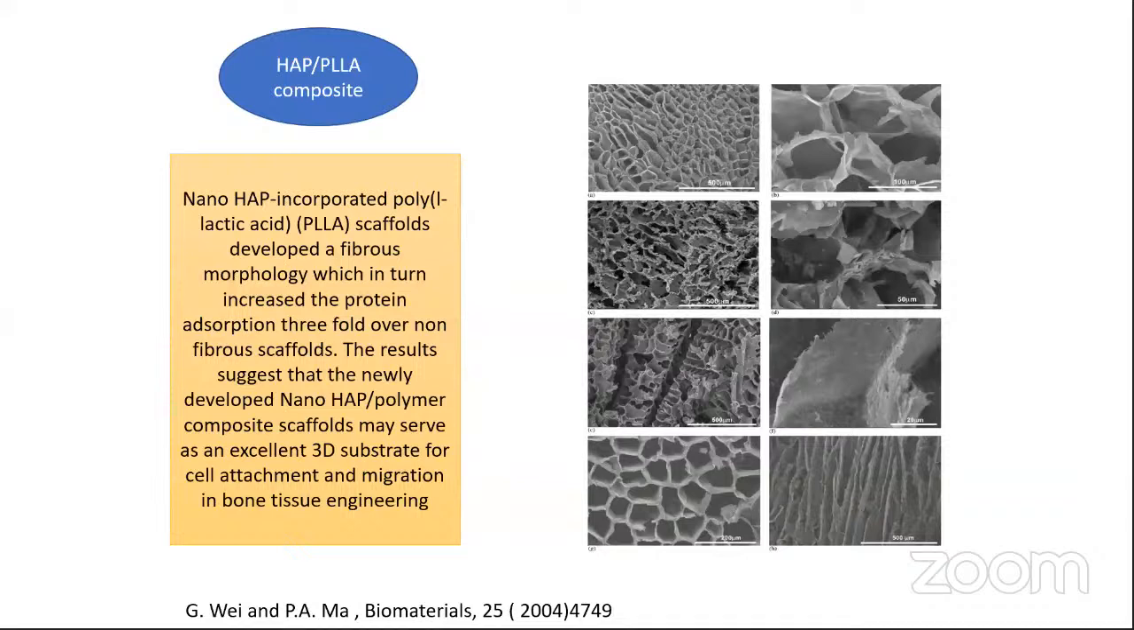So the results suggest that the newly developed nanohydroxyapatite polymer composite scaffolds may serve as excellent 3D substrates for cell attachment and migration in bone tissue engineering. So it is very much applicable in bone tissue engineering to produce a scaffold material. So nanohydroxyapatite is a very promising material along with the PLLA.